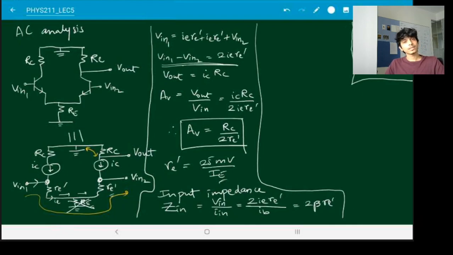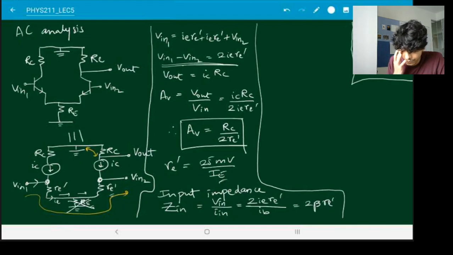If you're using just a single-ended amplifier, the problem is that it will pick up your signal, but it will also pick up your noise. It will amplify both of them. Because you're taking the difference, the noise part cancels out and you're only amplifying your required signal. So that is one of the advantages of a differential amplifier.